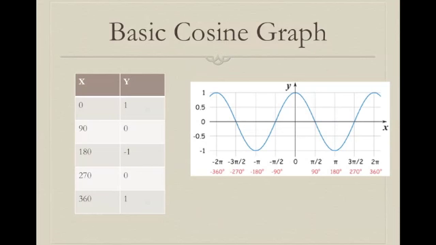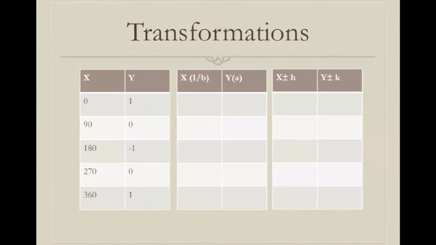Because our equation tells us it's a cosine function, we need to understand what a basic cosine graph looks like. To the right, we've got our graph. This is before any transformations are made. And to the left, we've got our basic cosine table of values. We need to understand how to make the table of values to represent our transformations.